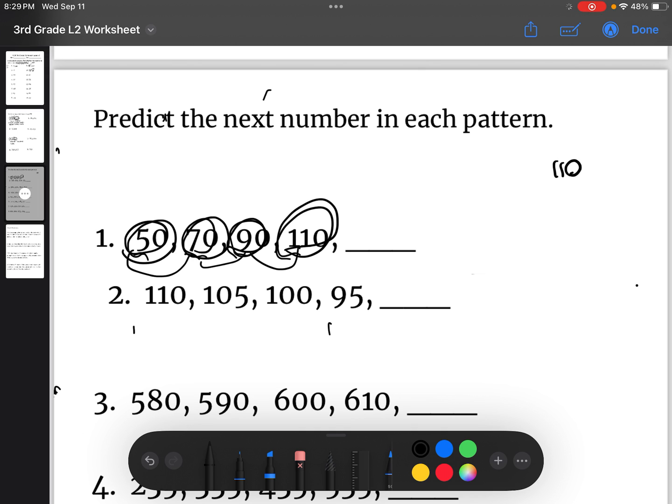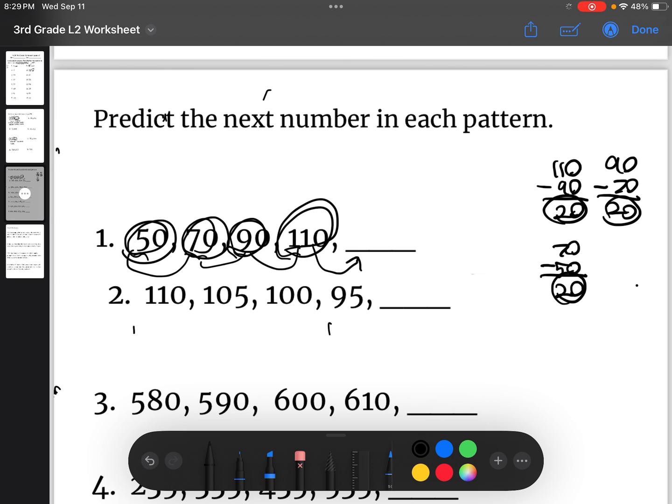So it's 110 minus 90, which will give us 20. Then we're going to do 90 minus 70, which gives us 20. And then 70 minus 50, which gives us 20. So as you can see here, all of them are 20, but we're trying to look for the next number this way, not this way, which means instead of subtracting 20, we have to add 20, and 110 plus 20 is 130. So the next number in this pattern is 130.